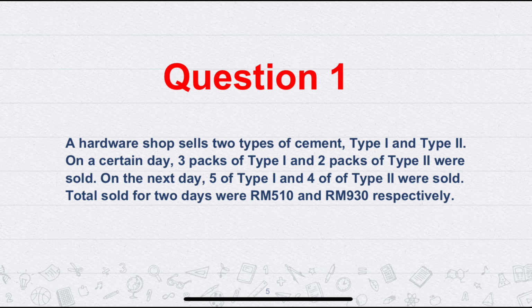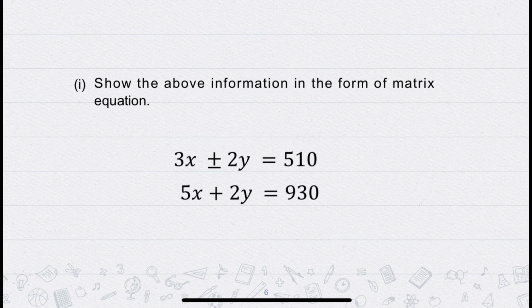I want to show how to solve the question 1. Question 1. A hardware shop sells two types of cement, type 1 and type 2. On a certain day, 3 packs of type 1 and 2 packs of type 2 were sold. On the next day, 5 of type 1 and 4 of type 2 were sold. Total sold for 2 days were RM 510 and RM 930 respectively. Question 1 (i). Show the above information in the form of matrix equation.